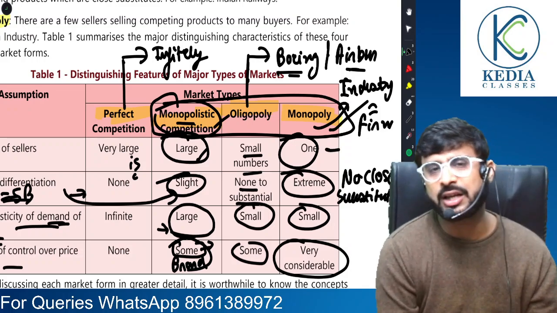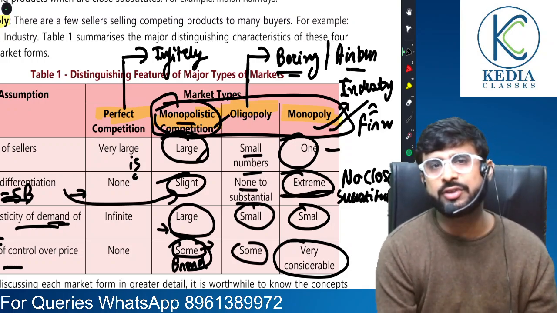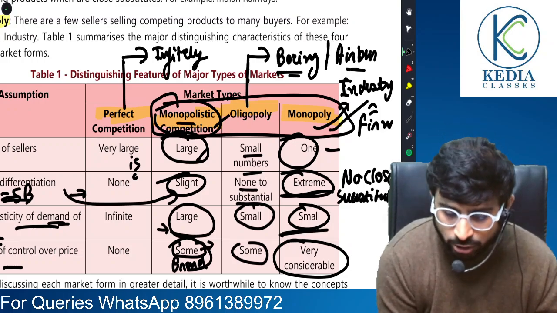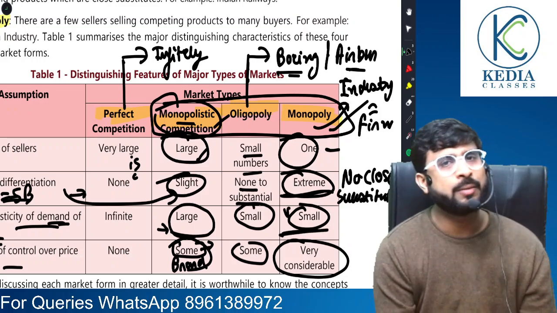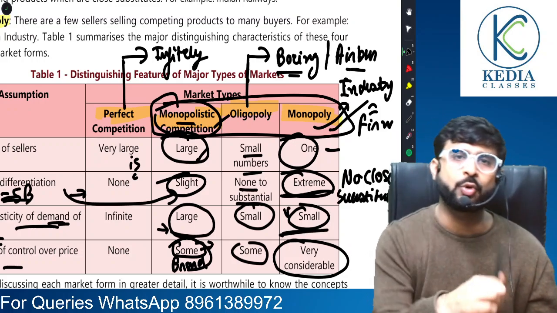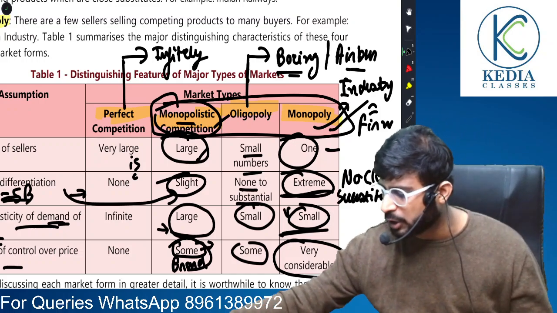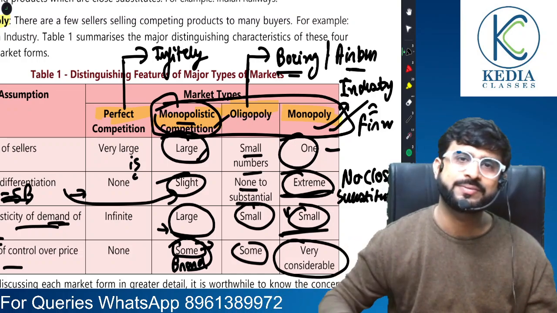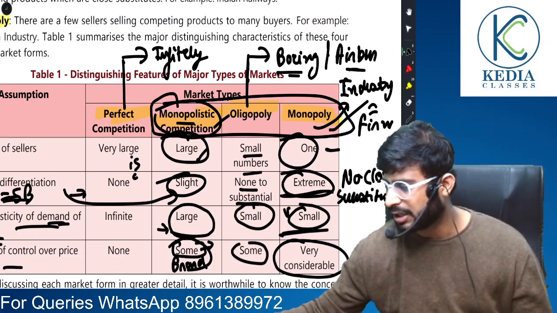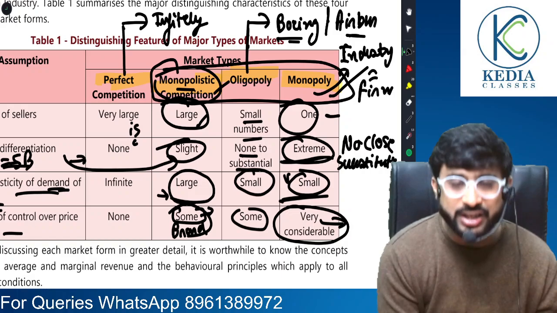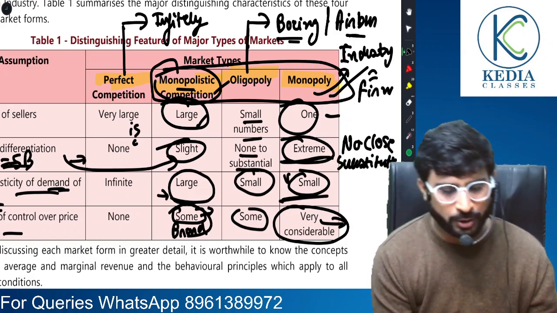Monopoly: there is only one seller with extreme product differentiation. There is no close substitute. The elasticity of demand is very small. You know why? Because consumers have no other option. Where will they go? Even if they don't want to buy the product from this particular person. Understood? And eventually, friends, they have very high control over the price of their products.